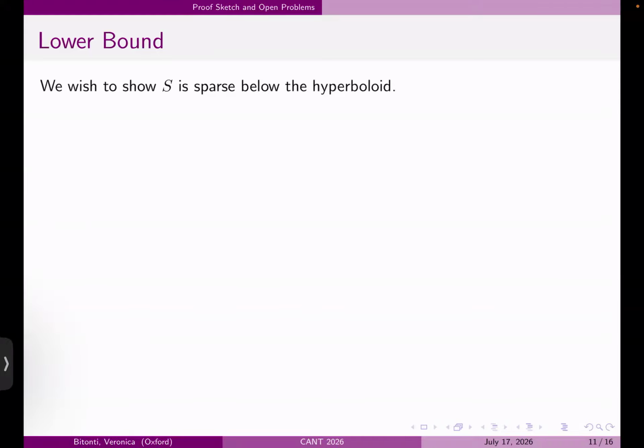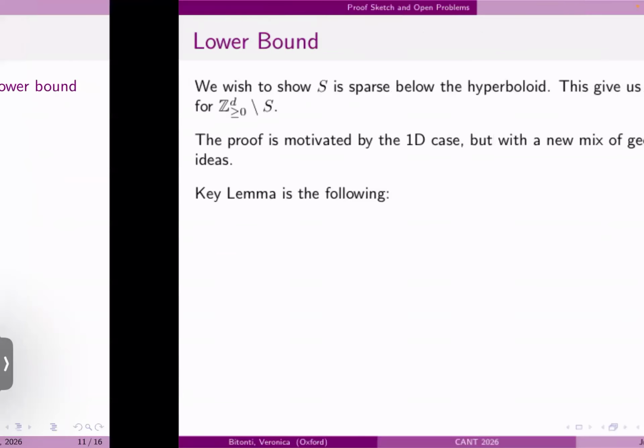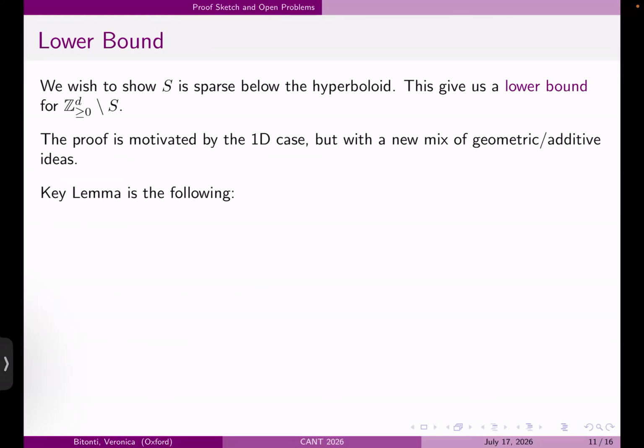So I guess the first thing would be showing the first point of our main theorem, that S is sparse below the hyperboloid. This is equivalent to giving a lower bound on the gap set of S. In particular, the proof was motivated a lot by the one-dimensional case, but we needed to add some new mix of geometrical and additive ideas.